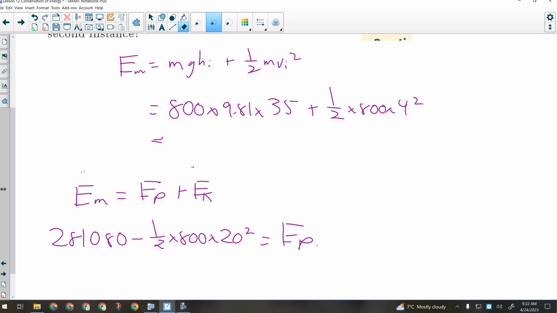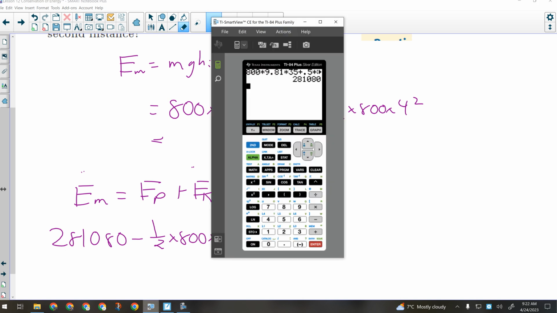So I'm just manipulating this formula to solve for EP. I'm going to take that number, my mechanical energy, which we said isn't going to change, and subtract 0.5 times 800 times 20 squared. Okay, so there's my remaining potential energy, 121,080 joules.